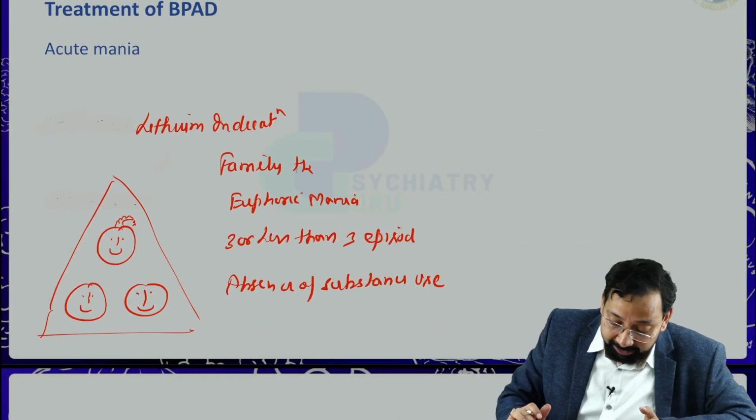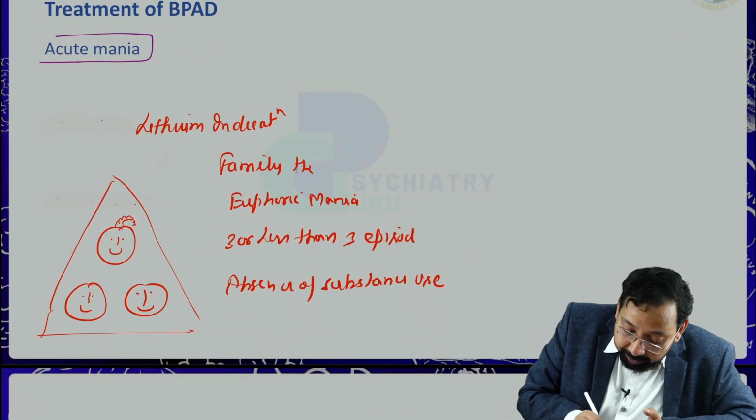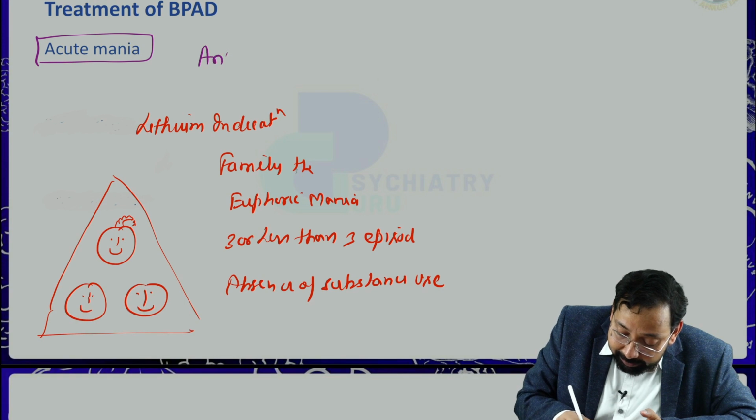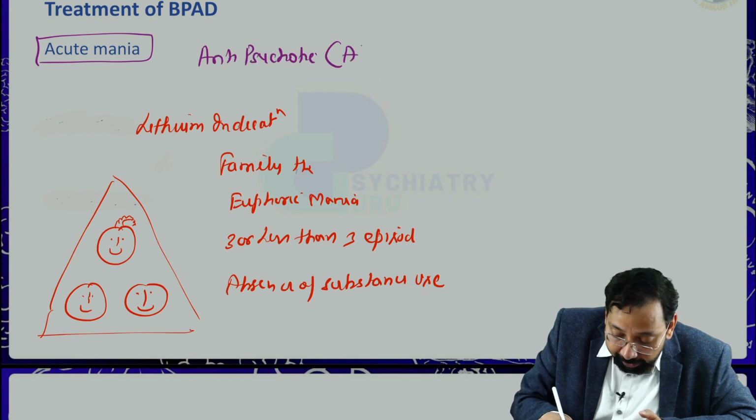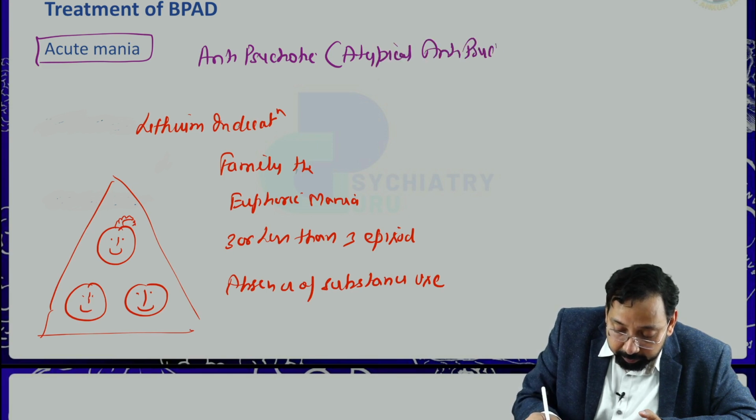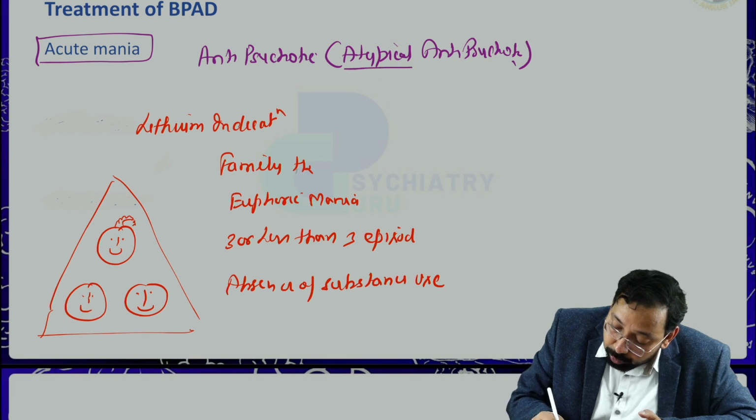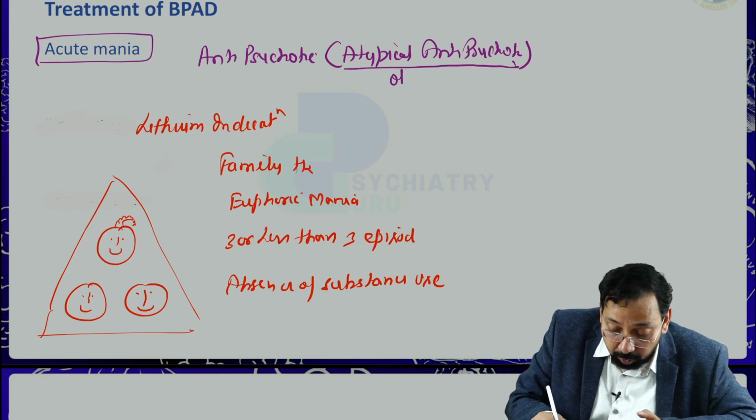Treatment of BPAD, acute mania: we treat by antipsychotics, or better, atypical antipsychotics. Or if one has to choose among atypical antipsychotics, olanzapine.